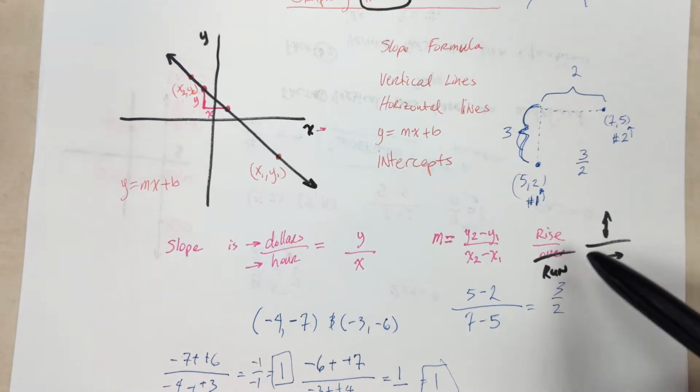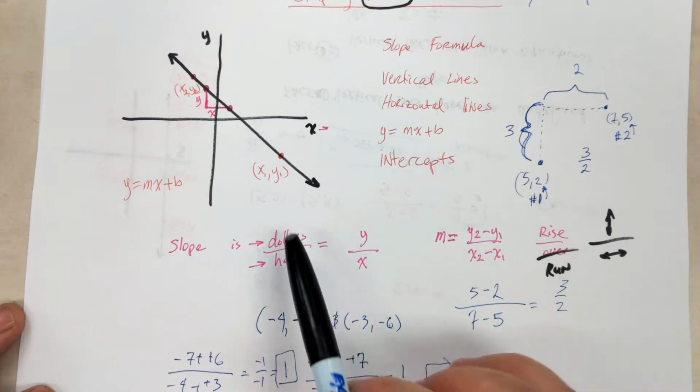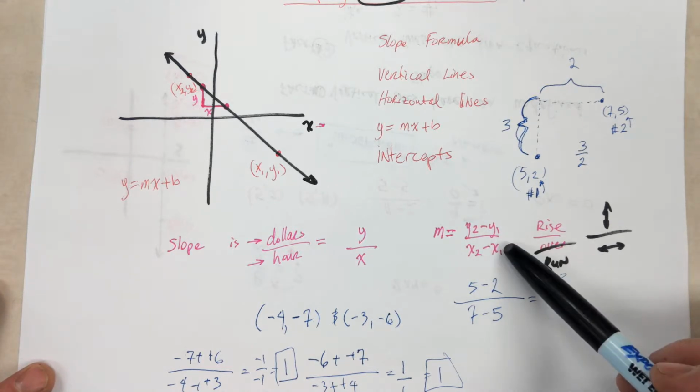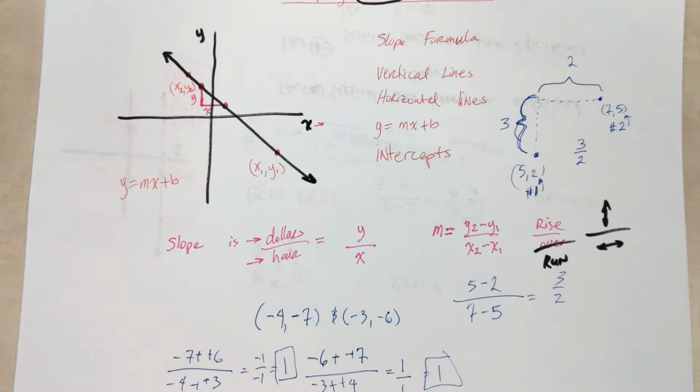So the change in the output divided by the change in the input, and that describes the relationship between the output and input, like dollars per hour. And there's a formula for it, right? And we talked about that. And that just gives you a way, like if you have a graph, you can just find the slope, right?